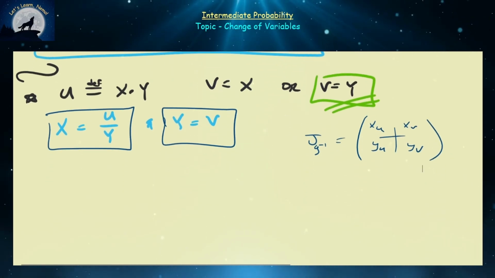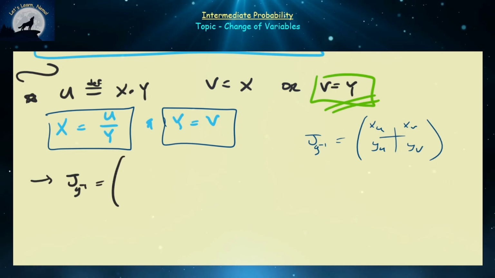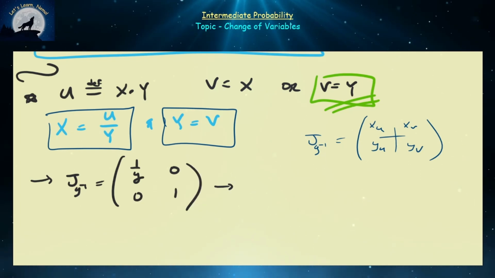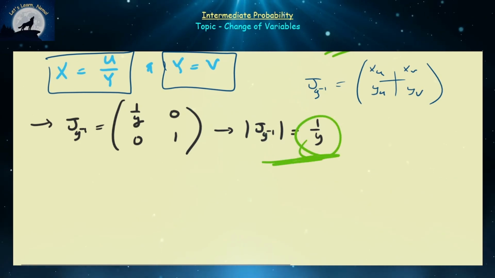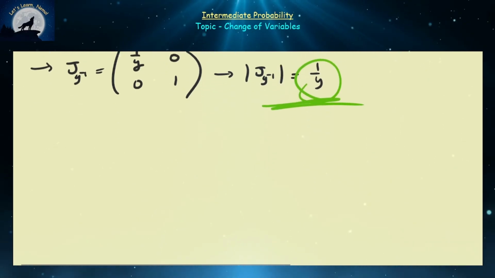So what will that be? The Jacobian of our inverse will be equal to the partial of X with respect to U, so 1 over Y is our constant, so we're going to have 1 over Y. The partial of X with respect to V is 0, since there are no V's in it, and Y doesn't have any U's in it, but the derivative of V with respect to V is 1, so let's just write 1 there. That means the determinant of the Jacobian of the inverse will be equal to 1 over Y in absolute value, needing no absolute value bars around it since Y is always positive. All right, so there is the determinant of the Jacobian for our transformation.